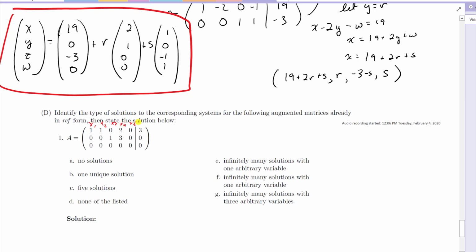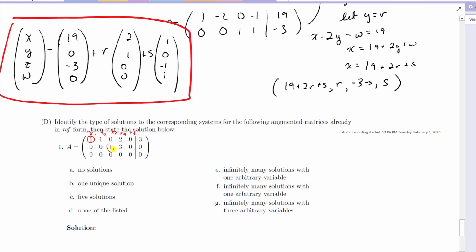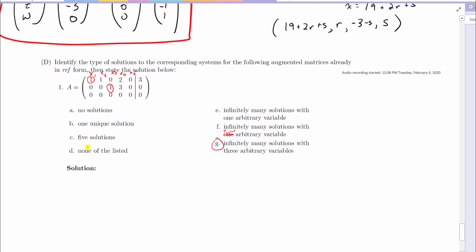So notice that we've got a total of 1, 2, 3, 4, 5 variables, but we've only got two pivot columns. If we've got five variables and two of them are pivots, that means we're going to have infinitely many solutions with three arbitrary variables. Let's actually talk about writing out the solution. So we see that x5 is free. Why is it free? Because I don't have a pivot position for x5. Likewise, x4 is free because it doesn't have a pivot position.